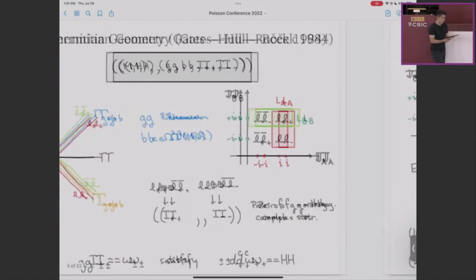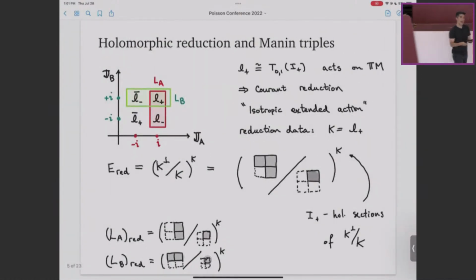Okay, so once we have these four half Dirac structures, you can do something interesting. This is something that we developed with Enrique and Gio Cavalcanti, which is called reduction. It's a way of reducing Courant algebroids. You kind of think of them as symplectic manifolds, and you can do a symplectic reduction.